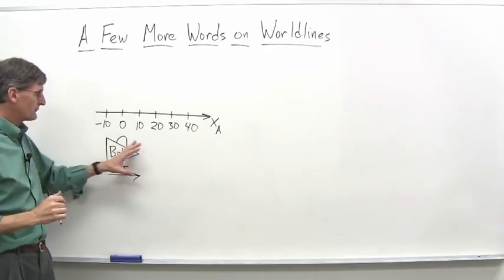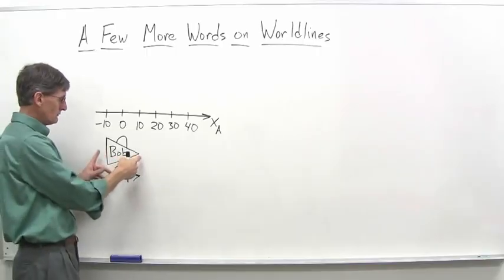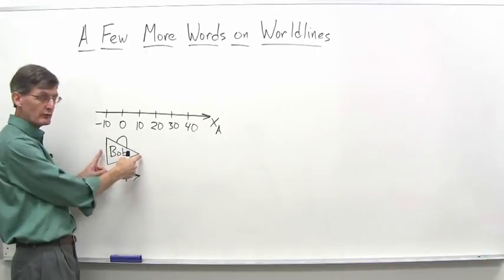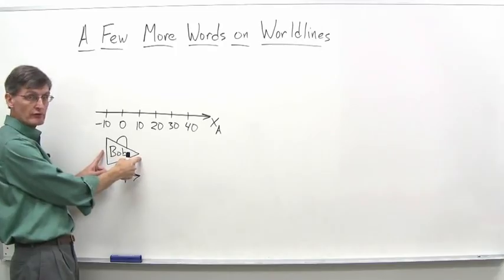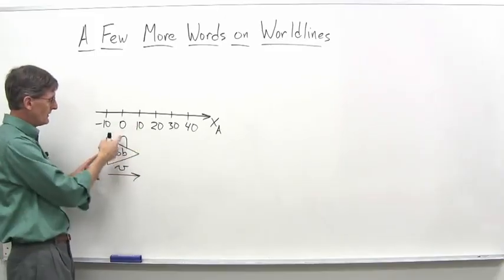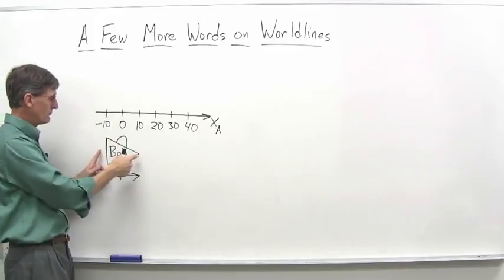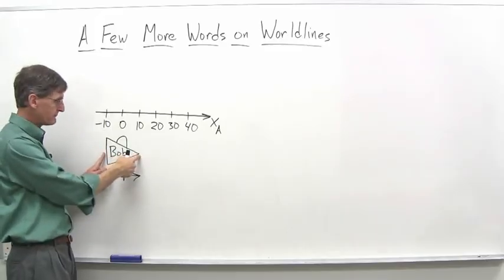So here comes Bob along. And if we imagine that at time t equals 0, he's here, Alice records his position on her clocks. The front of his ship is at 10. His cockpit is positioned at 0, and the back of his ship is positioned at negative 10.